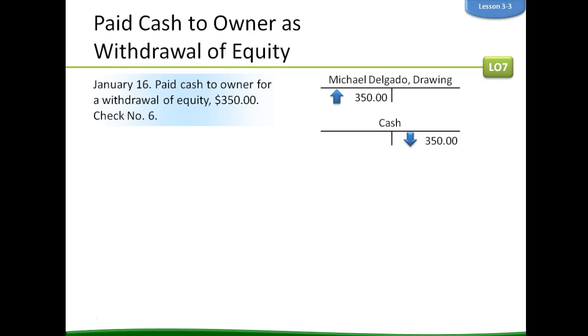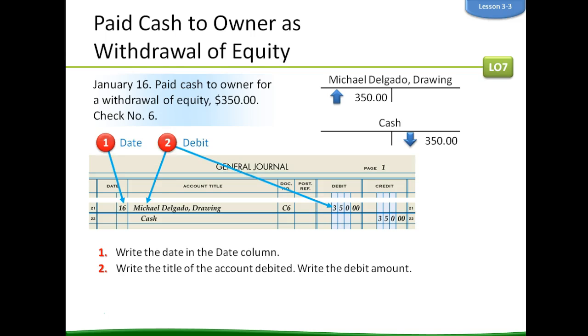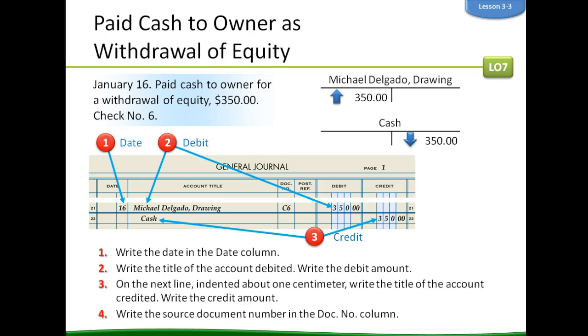Remember, the drawing account is one of those accounts that we consider its impact to owner's equity separate than just a notation in owner's equity. So the drawing account is a debit increase, even though owner's equity, the traditional account in owner's equity, would be a debit decrease. Okay, so when we go ahead and journal this, we can see it happen on the 16th. The drawing account is what we're going to debit. The cash is what we're going to credit. And check number 6 was issued for this money, so that's our source document.